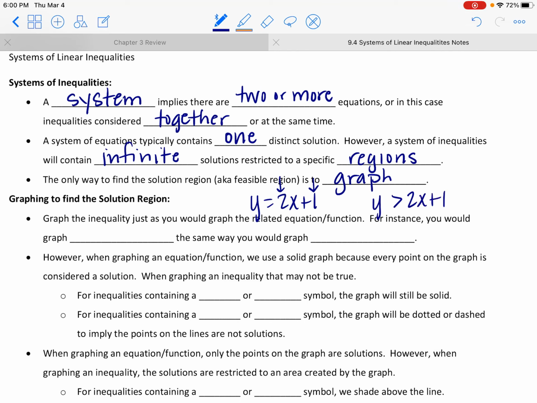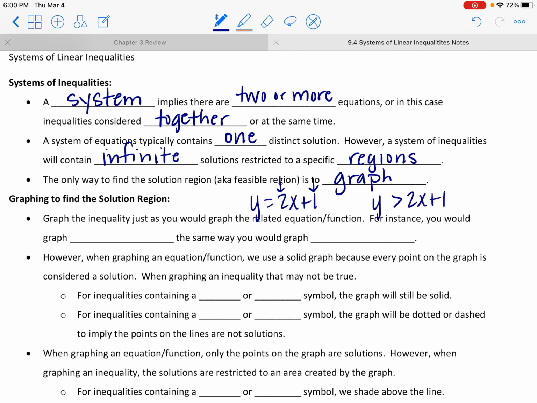Now, if you're graphing, again, an equation or a function, only the points that are on that graph are solutions. But when you're graphing an inequality, then the solutions are restricted to an area that's created by the graph. So in general, if we have graphs that contain a greater than or a greater than or equal to symbol, we will be shading above the line, and I'm going to say line here because that's what we're focusing on. And if we have a less than or less than or equal to, then we're going to be shading below the line. And if we are unsure of ourselves in where we're shading, we can always use test points.